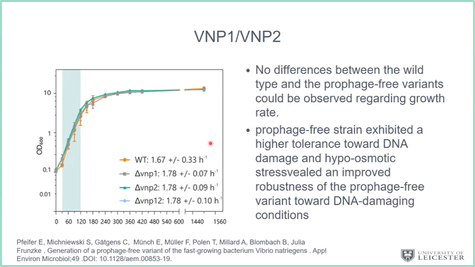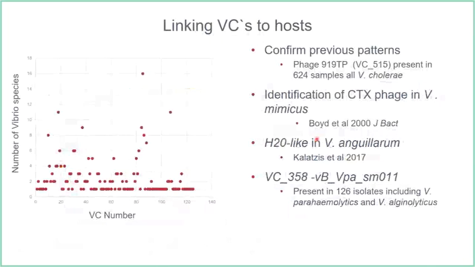The prophage-free strain exhibited a higher tolerance towards DNA damage and hypoosmotic stress in the free form. So it actually shows that carrying prophages has an effect on the vibrio phenotypes. There's a little bit more evidence that some of the prophage predictions we have are actually real phages.